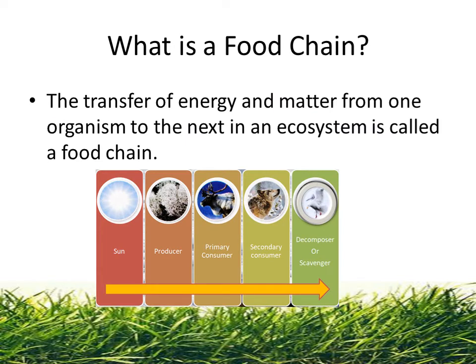By definition, what is a food chain? A food chain is the transfer of energy and matter from one organism to the next in an ecosystem. You have to memorize this definition.